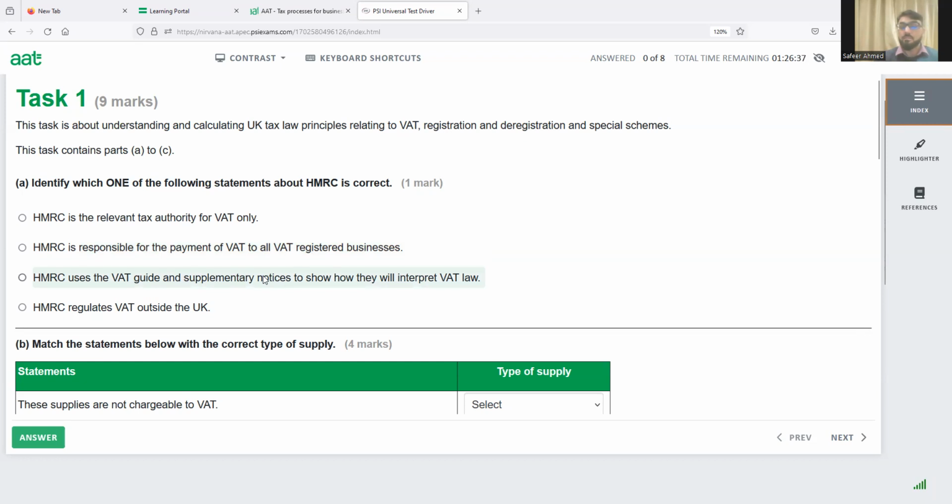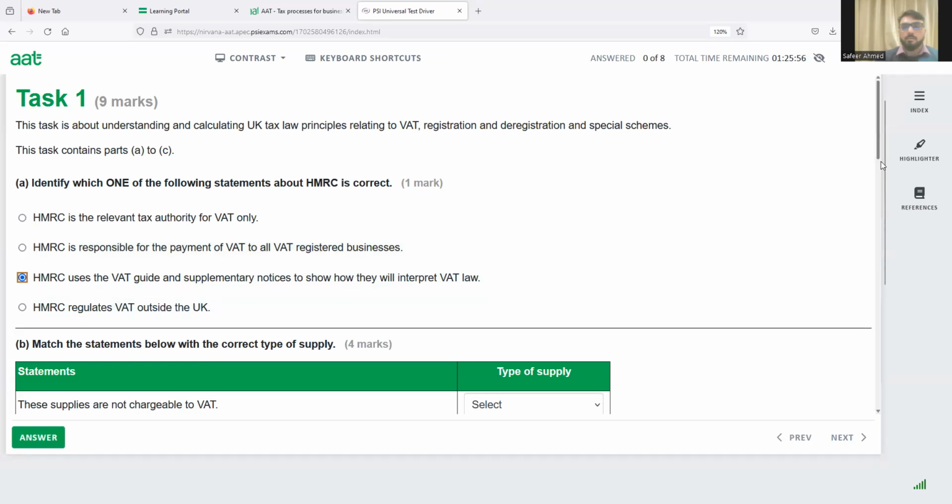Third one: HMRC uses the VAT guide and supplementary notices to show how they will interpret VAT law. But that's correct. We know that. If you go to the HMRC website, you can find a lot of information, guidance and supplementary notices in relation to VAT. So this one is definitely correct. But I still want to talk about the fourth one, which is incorrect: HMRC regulates VAT outside the UK. Now we know that HMRC regulates VAT inside the UK because it's a UK taxation authority.